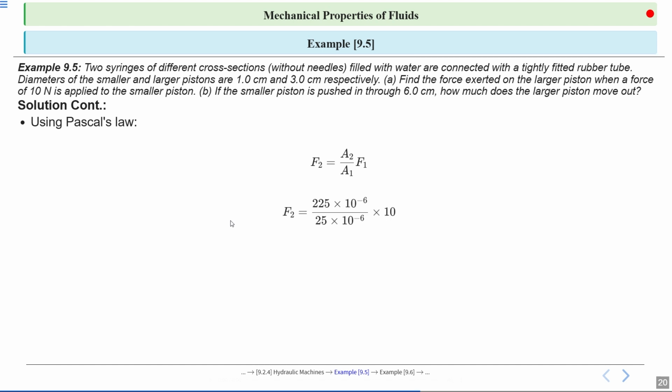So now let's substitute the values into the formula. We have F2 equal to 225 into 10 raised to the power minus 6 divided by 25 into 10 raised to the power minus 6 into 10. So simplifying the equation, we find 90 Newton. This is the force exerted on the larger piston.